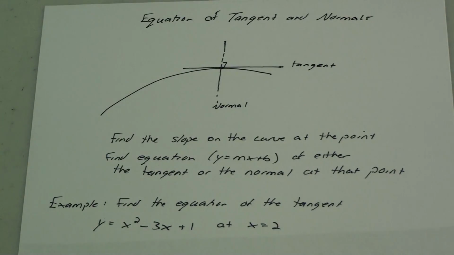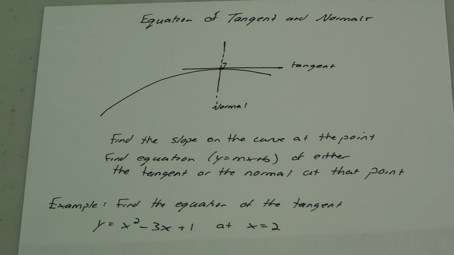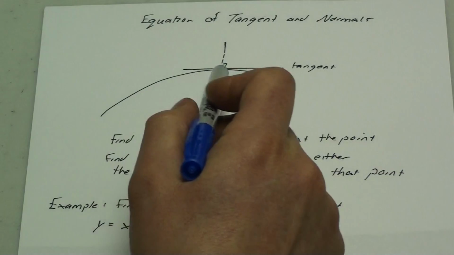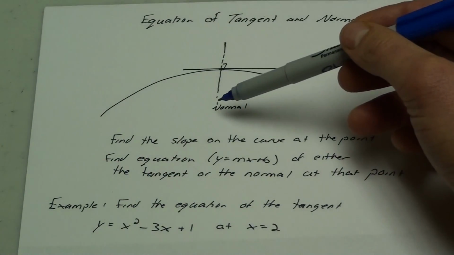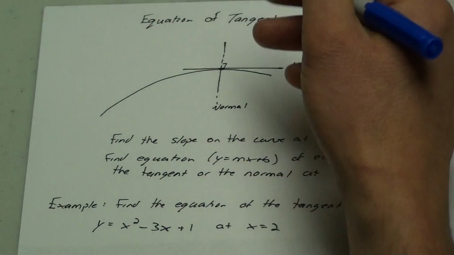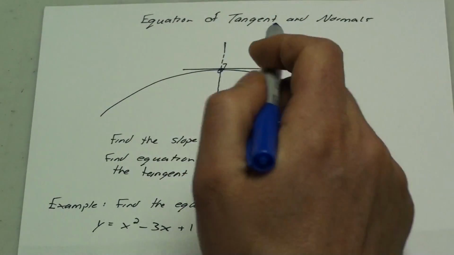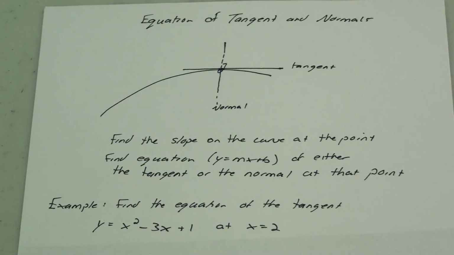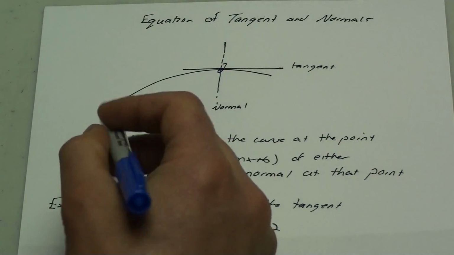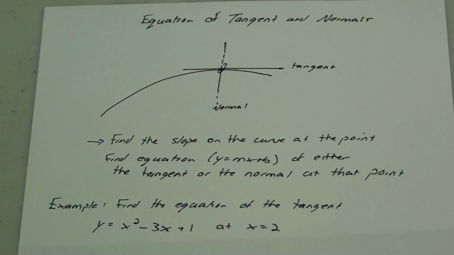Okay, this lesson's on finding the equation of tangents and normals. A tangent is a straight line that touches the curve at one point. A normal is perpendicular to that. So at that point on the curve, the slope of the tangent is the exact same as the slope of the curve. So that's our first thing to do, is to find the slope of the curve at that point. You can do that by finding the derivative.